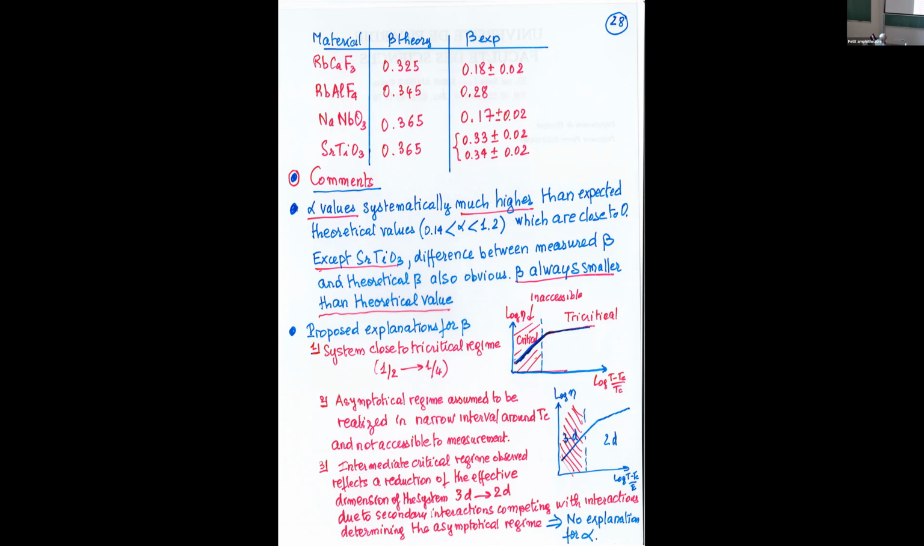Now, there is a third interpretation, which is maybe interesting: you have an intermediate critical regime which corresponds to a reduction of the effective dimension of the system, going from 3D to 2D, due to a secondary interaction competing with the interaction which determines the critical regime. All these explanations say nothing about the other coefficient alpha, and why it doesn't work. So it's really some possibility to explain why it doesn't work for beta. Alpha was aside from all this. All right, let's try to go to the end.